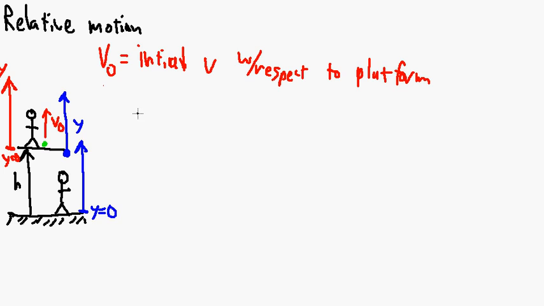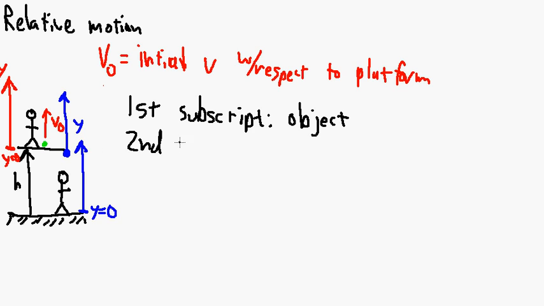So the system is that for any variable you put two subscripts on. The first subscript tells us what the variable is referring to. So we're going to say the object that we're talking about. In this case, probably the ball, but maybe also the platform, whatever. So the first subscript is the object we're talking about. The second subscript is the reference frame we're operating in.